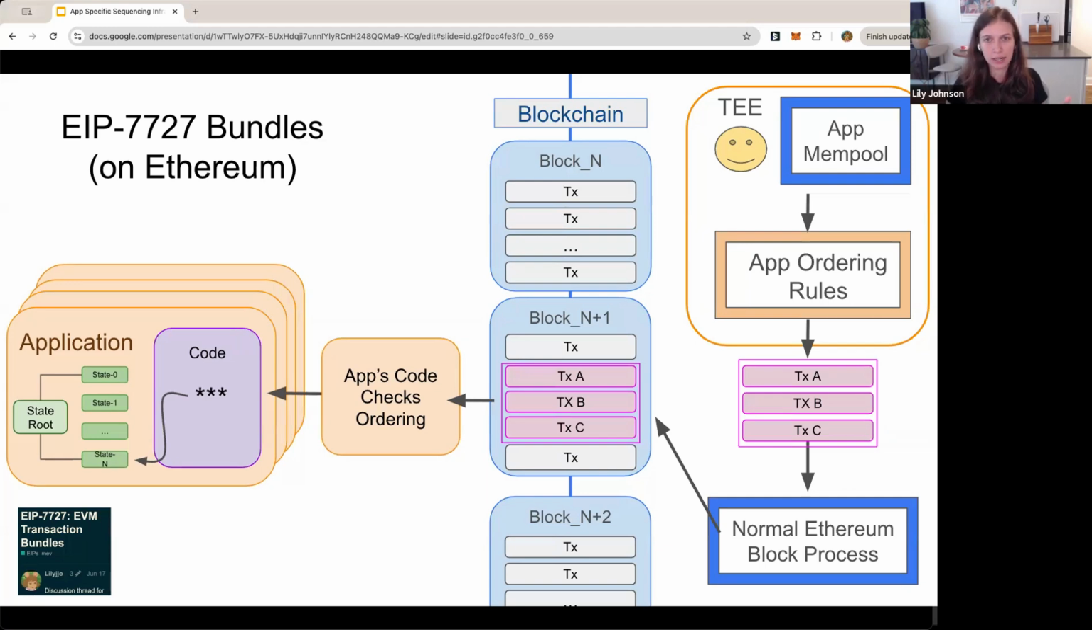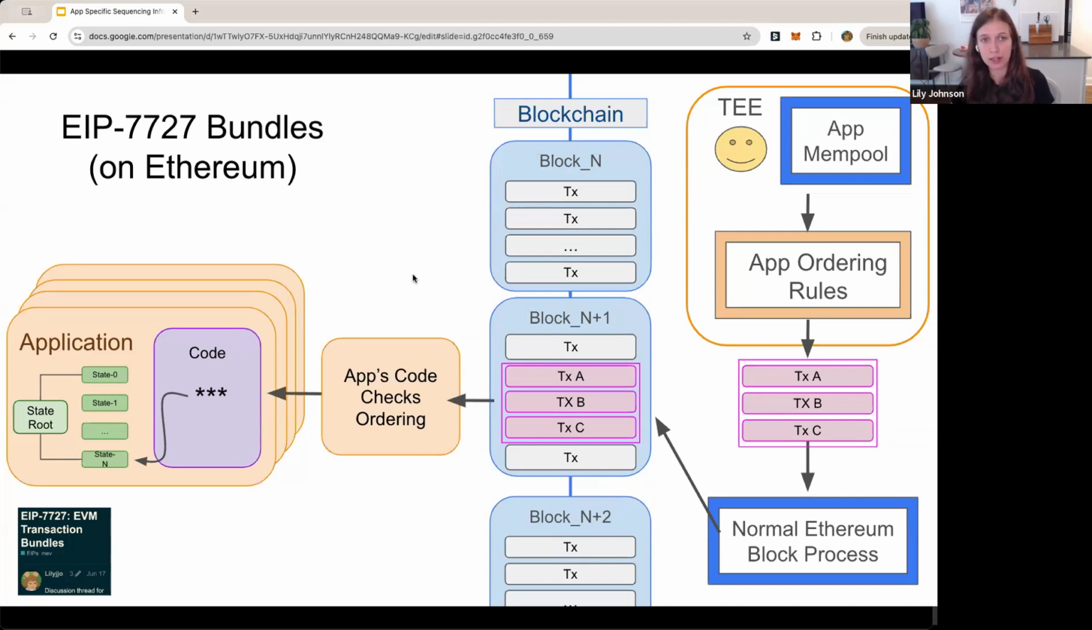In this setup, you would have a TEE off-chain with an application-specific mempool that applies the app ordering rules and constructs a bundle of transactions that, when ingested into the normal block Ethereum process, cannot be broken apart. So the application logic lives partly off-chain inside of a TEE to do the ordering, and then on-chain you would check to ensure that the TEE ordering was correct. This is just a different way of doing application-specific sequencing on Ethereum one day.